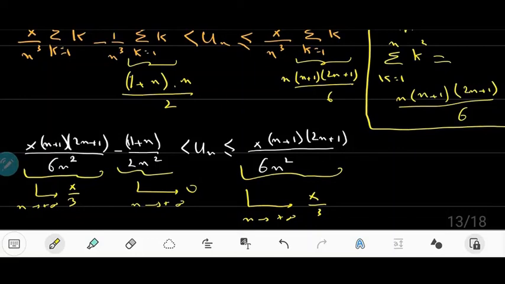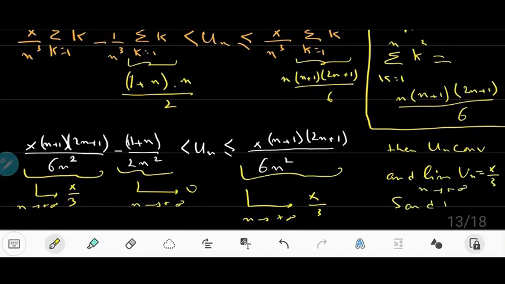So we have on both sides sequences that go to x over 3, then un converges, and the limit of un is x over 3 when n tends to plus infinity. Of course, it's the sandwich theorem.